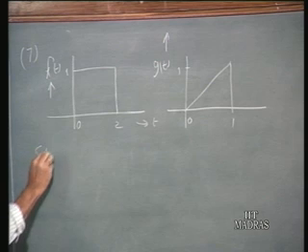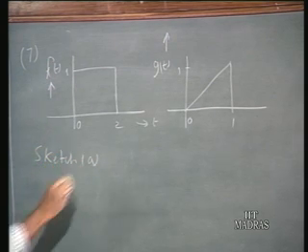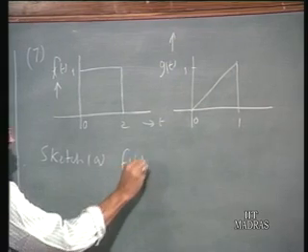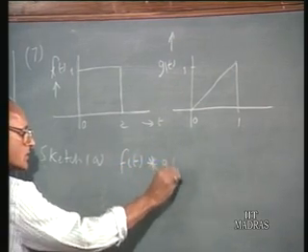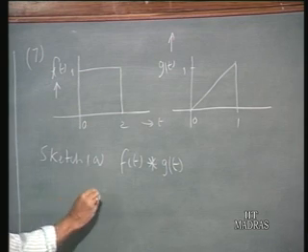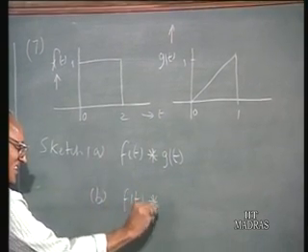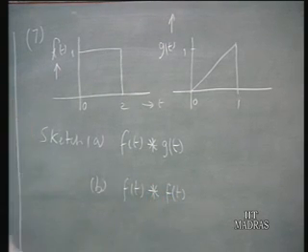Sketch A, f of t convolved with g of t, the convolution of f(t) and g(t). B, f of t convolved with itself. So it would be advisable for you to work this out graphically. You can verify them through analytical working, but a graphical procedure is more illustrative.